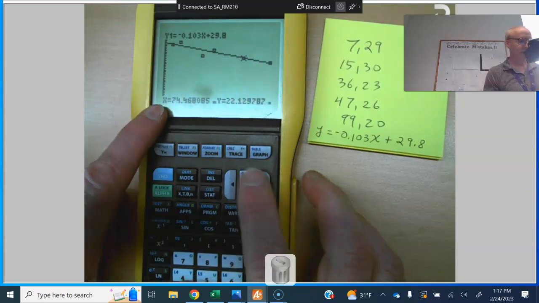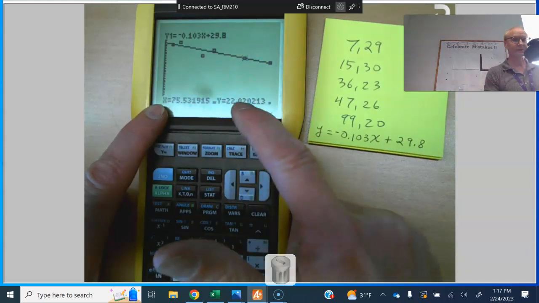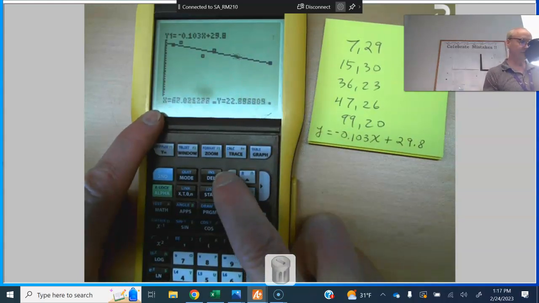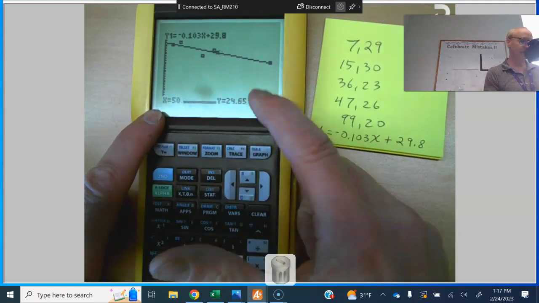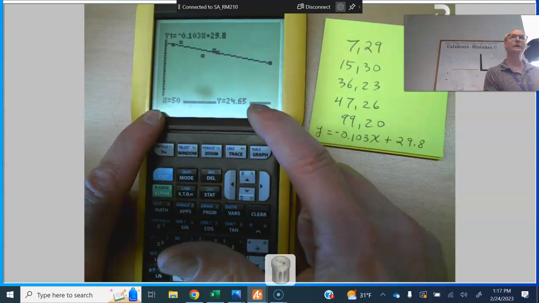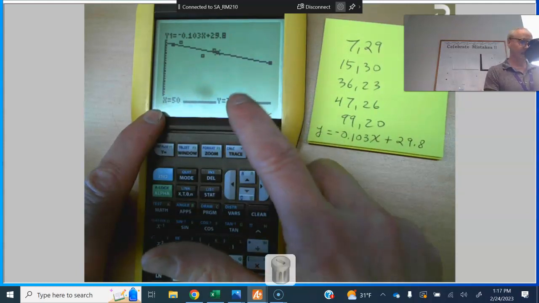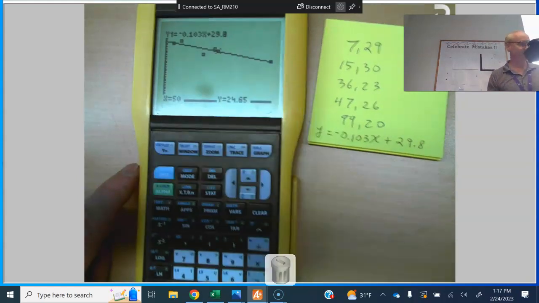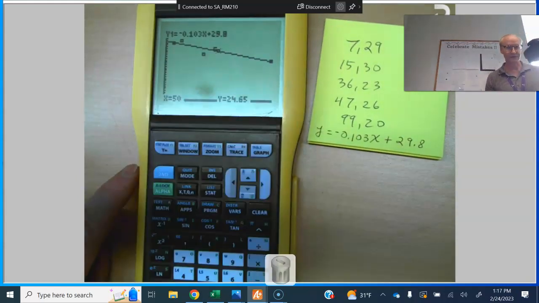If I give somebody 75 milligrams, I would expect a drop in blood sugar of 22. If I give somebody 50 milligrams, which may be safer, I would expect that their blood sugar should drop 25. This is the blood sugar drop. This is the medication. Really important ideas in science that you can find equations for these things.